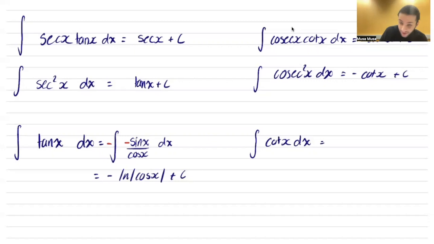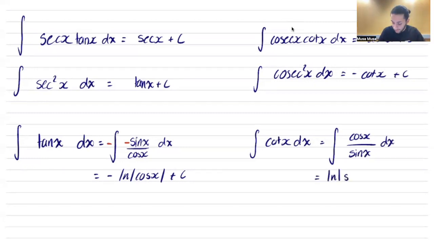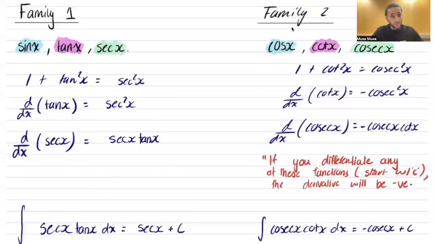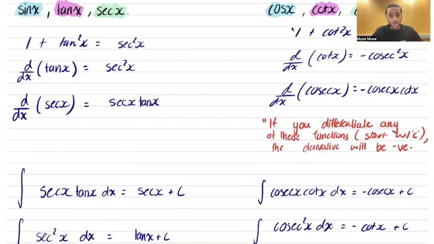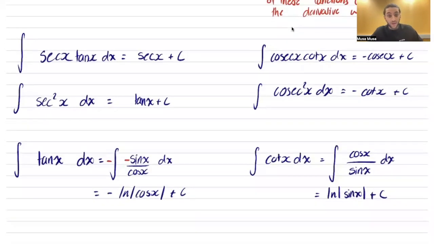Okay. And for cot x, similarly, we're going to write this as cos x on sine x dx. And then the derivative of sine is just cos. So this is just going to be equal to ln of the absolute of sine x plus c. Okay. Not bad. These are the main sort of integrals that you need to know. These 6 that I've given you down here.